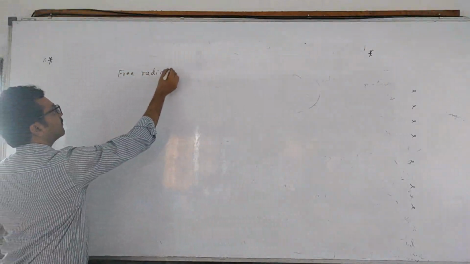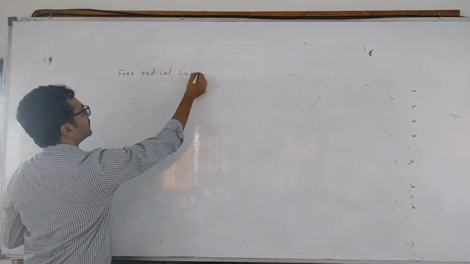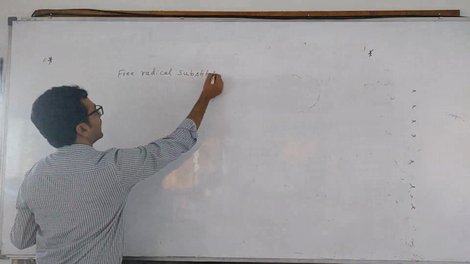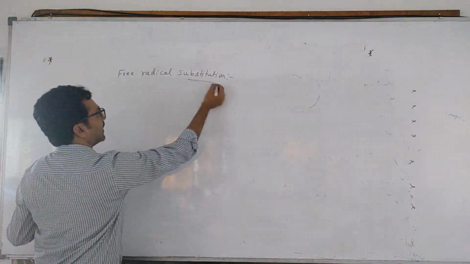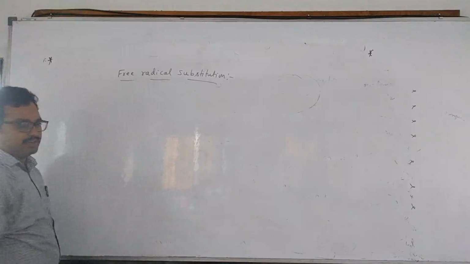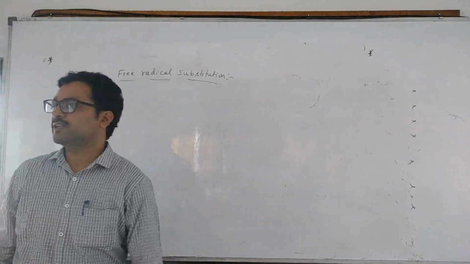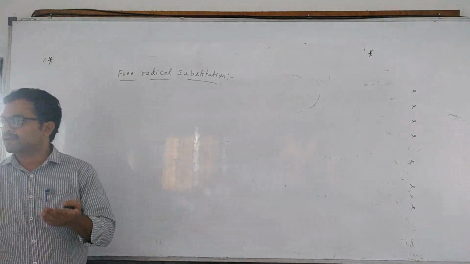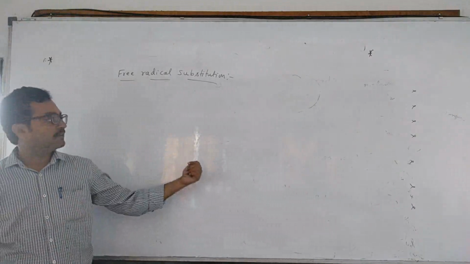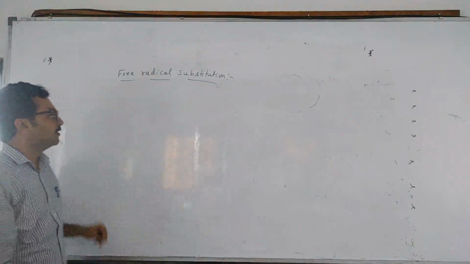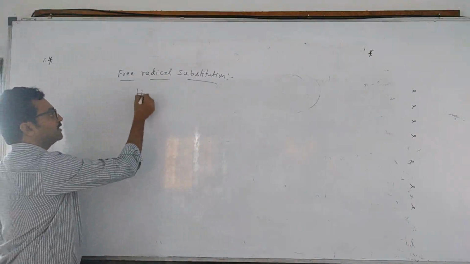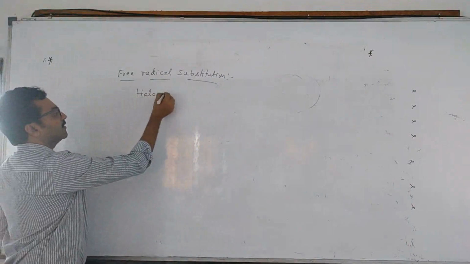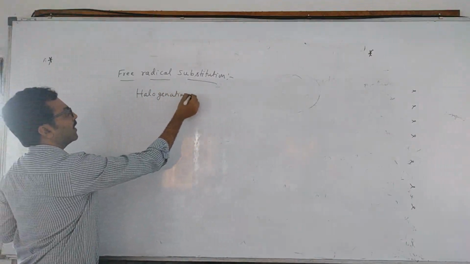What is meant by free radical substitution reactions? Again, the initial attack is a radical. If a substitution reaction takes place by the attack of a radical, where the radical comes first, that is called free radical substitution. The best example is halogenation of alkanes.